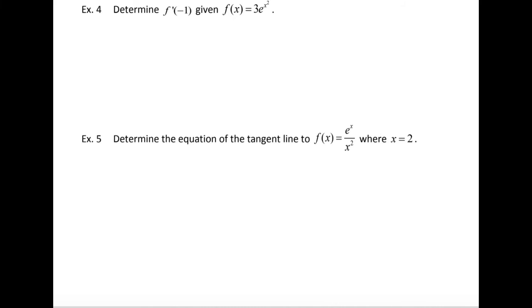So f prime: coefficient, leave it, and differentiate this, which is e to the power x squared, times by differentiation of the exponent, which is 2x, times by ln e, ln of the base. But ln e is 1, so technically we don't need to write this. Next, we substitute -1 into the x.